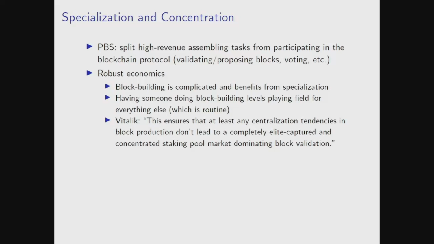I have one last slide. So specialization and concentration is always the issue that I think everybody was thinking about. From an economist's perspective, what you do is basically split the so-called high-revenue assembling task from the easier task in this blockchain protocol. I think there's robust economics behind it: block building is complicated and benefits from specialization. If you do the very complicated stuff, then you help someone else do the easy work. That's a leveling playing field. That's what Vitalik was saying, that this ensures that at least the tendency doesn't lead to it.